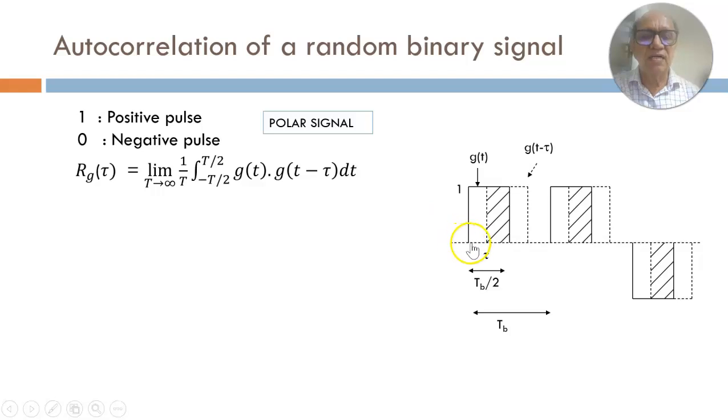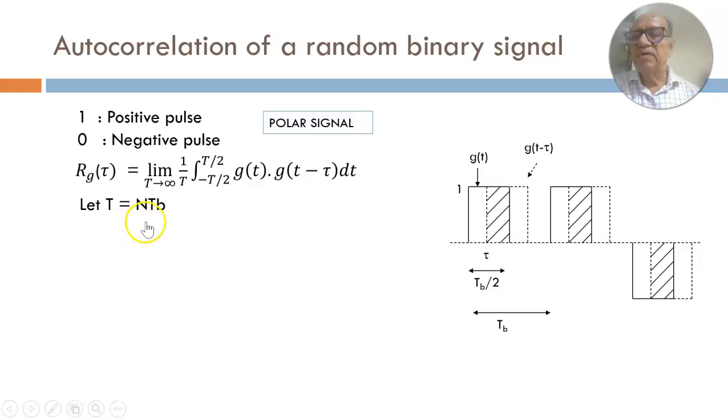For example, if you look at the region for t, which is from 0 to tau, you will find g(t minus tau) is 0. So the product will be 0. Also, if you look at tau greater than Tb by 2, then you will find that g(t) is 0. So the only region in which the product is finite is going from tau to this entire thing, which is Tb. So from here to here, you will get overlap. All right. So now the question is, how do we do this calculation?